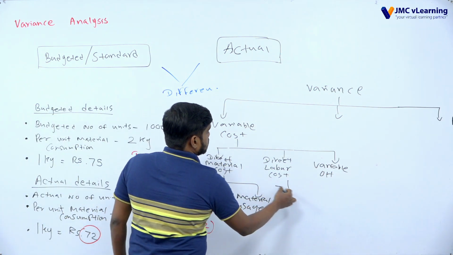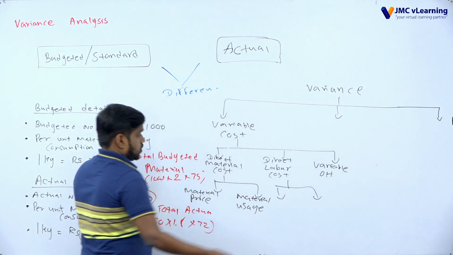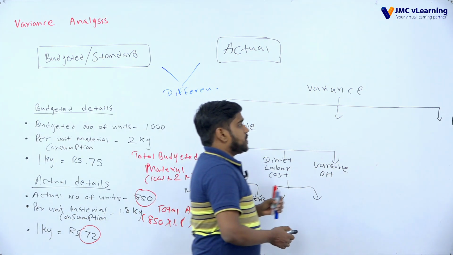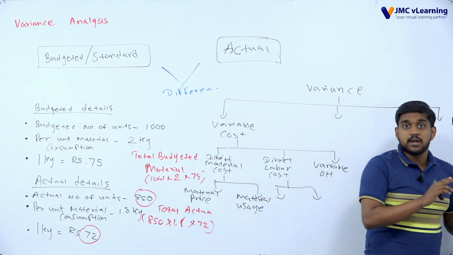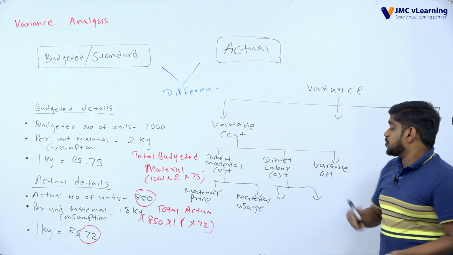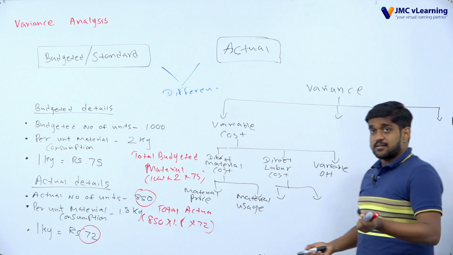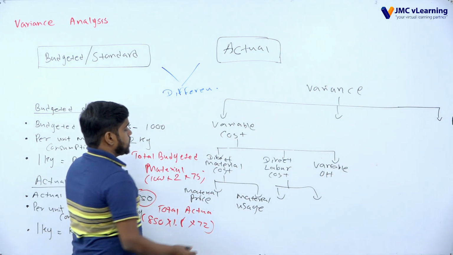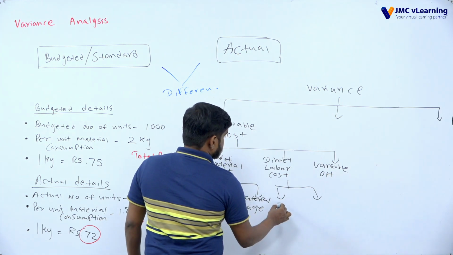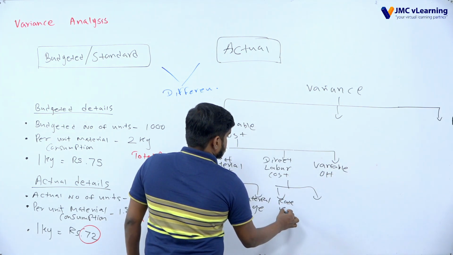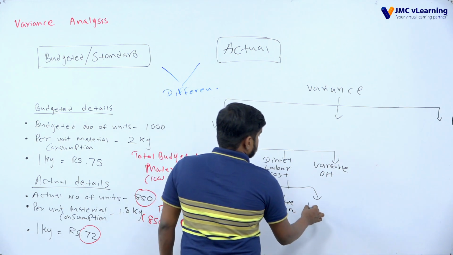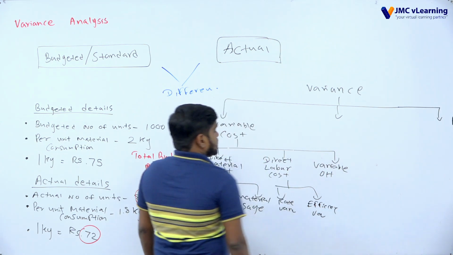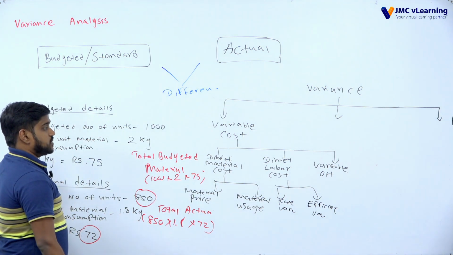Like this, for labor also we can calculate. When we come to the labor cost, this labor cost difference is mainly driven by the change of our rate per hour, or otherwise the usage of hours. Therefore, we can calculate two sub variances regarding our direct labor cost: direct labor rate variance and direct labor efficiency variance.